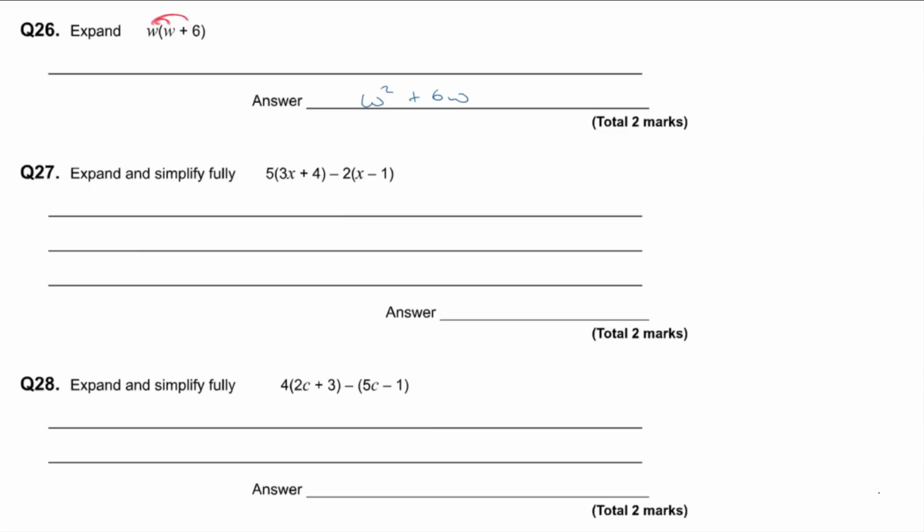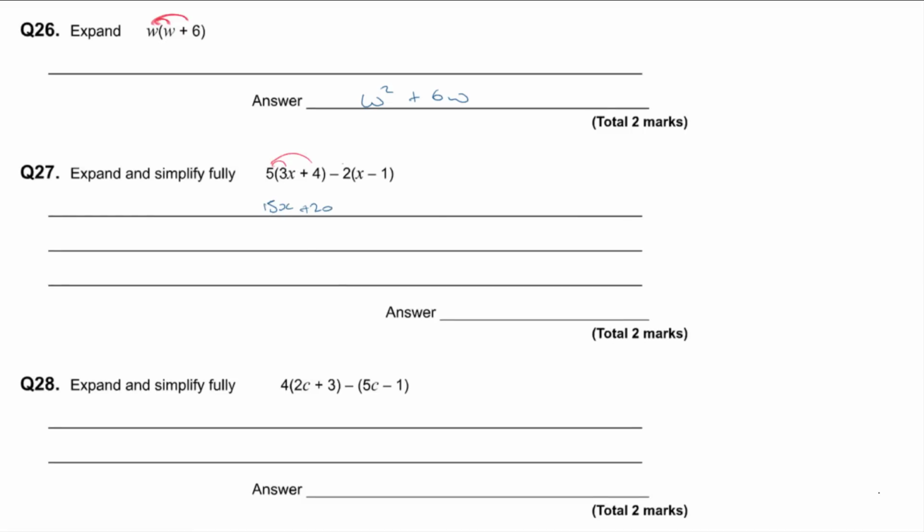Okay, now I've got two different brackets here. It's not two brackets multiplied together, it's two single brackets which are then added together, or in this case subtracted from each other. So multiplying out the first bracket, I've got 5 lots of 3x and 5 lots of 4.